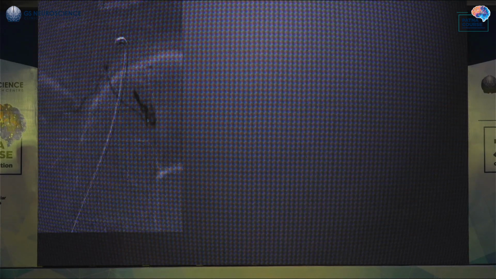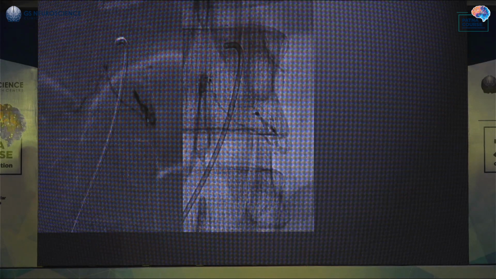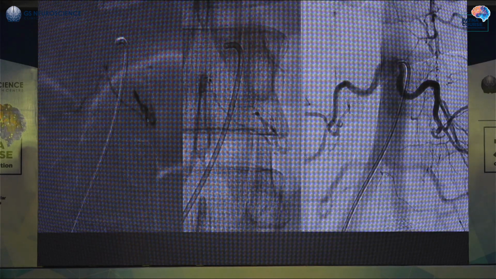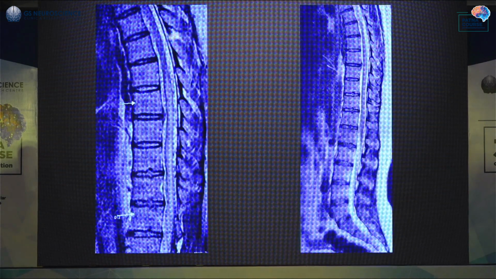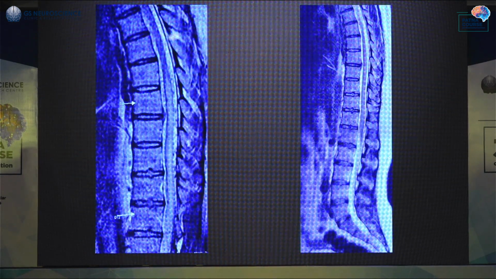There are chances that from the adjacent level, the dura can recruit more supply and these patients can recanalize. So this is at the end of the procedure. It looks great, but the MRI at 2 months looked good. I did a follow-up angiogram. The dural fistula was gone. Sometimes you need to be lucky than good.